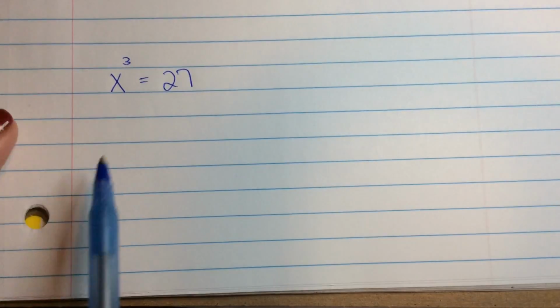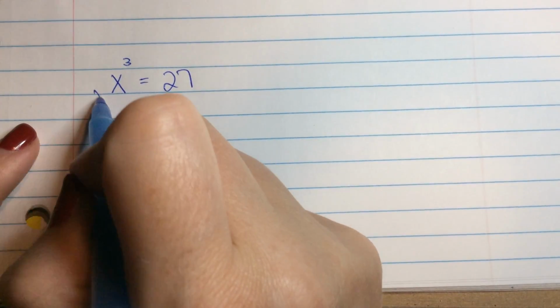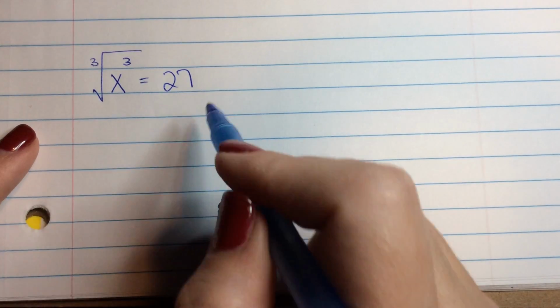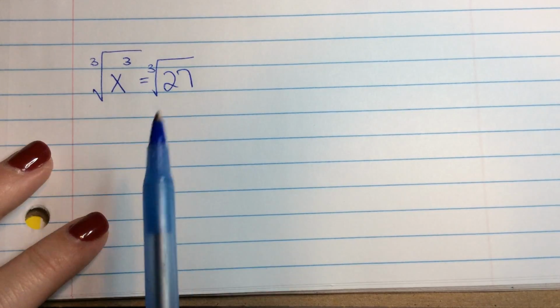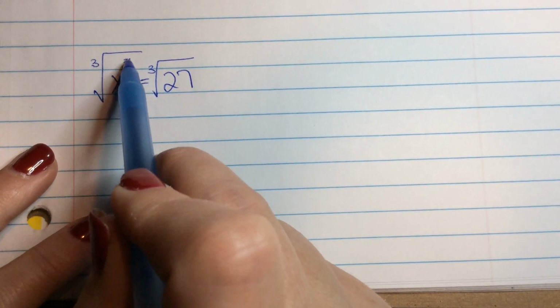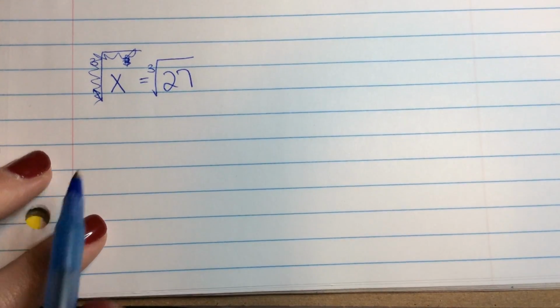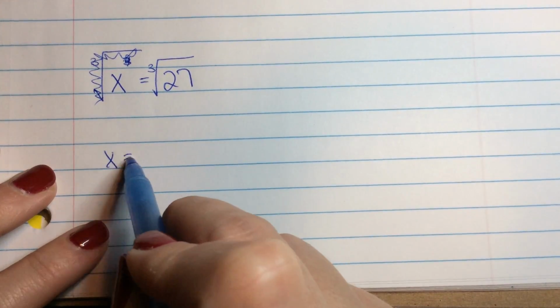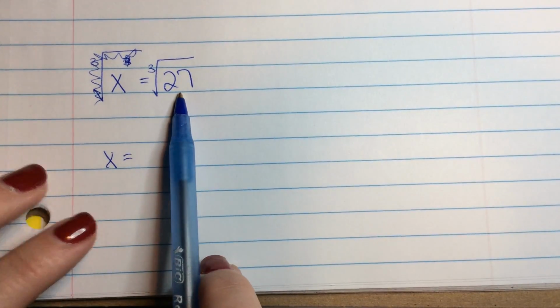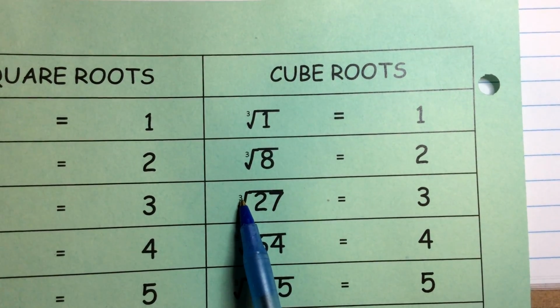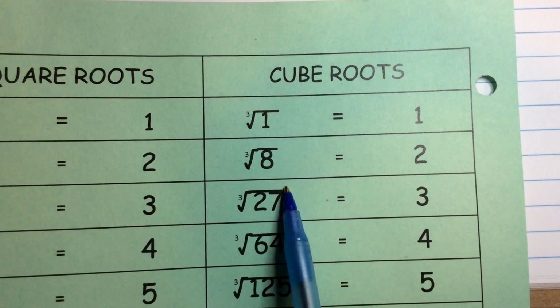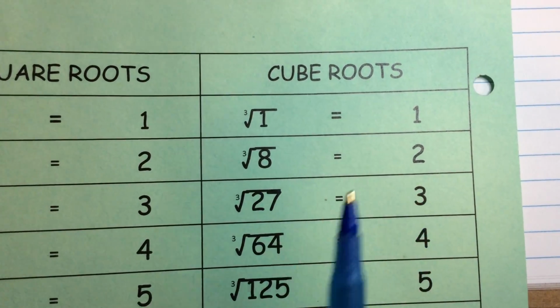When you do cube roots, it's very similar, but we don't take the square root, we take the cube root, which has a little 3 here. And we take the cube root of the other side, which has a little 3 right here. And just like before, the cubed and the cube root eliminate each other, and we're just left with x. And then we need to see what the cube root of 27 is. Notice on the green sheet, the little 3 here says cube root. So the cube root of 27 is 3.